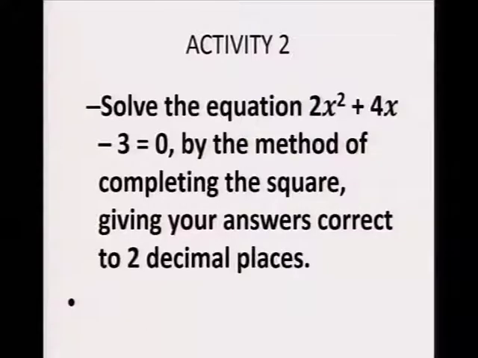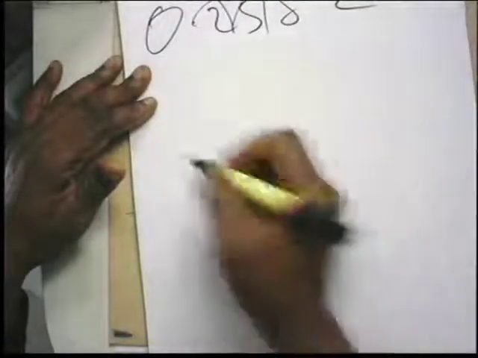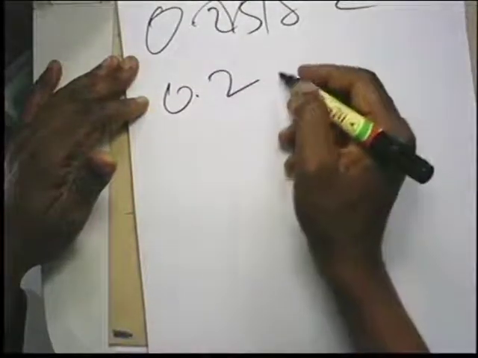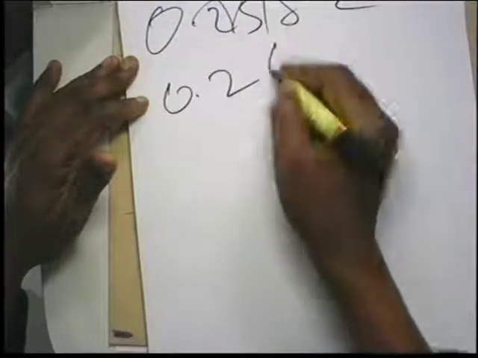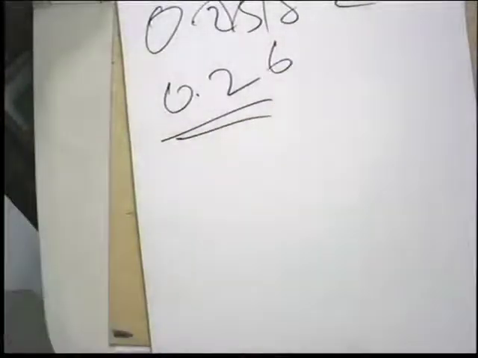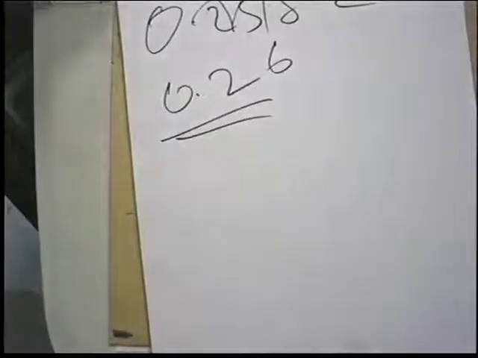If it is 0.2582, to 2 decimal places, 1, 2, so it will be 0.26, because it is up to 5, 6. So let me just guide you on this. In your exam, go and practice substitution method, completing the square, or the elimination method. All those ones could be the method I can ask you in the exam.